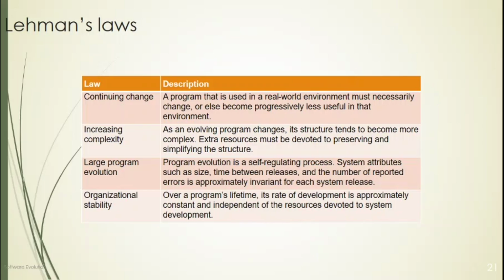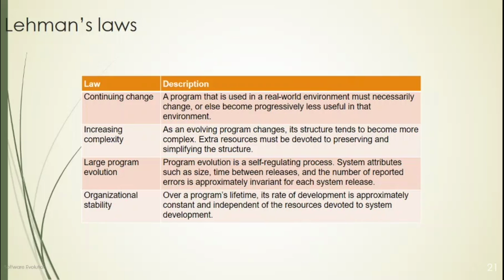The third law states that large program evolution is a self-regulating process. System attributes such as size, time between releases, and the number of reported errors are approximately invariant for each system release.